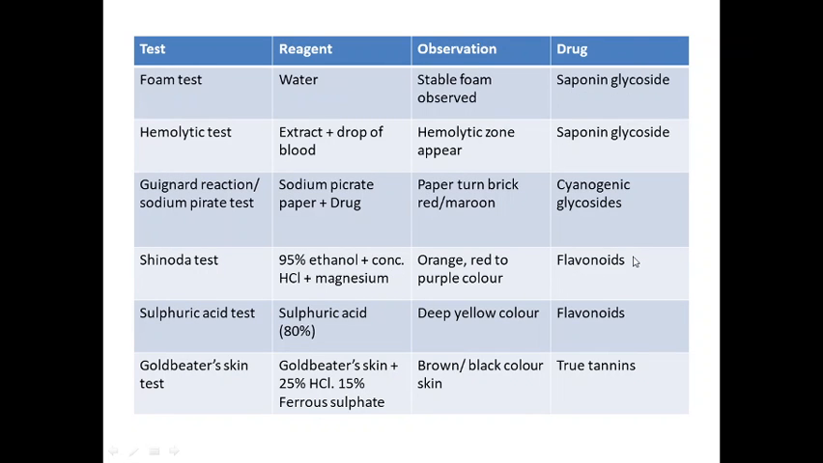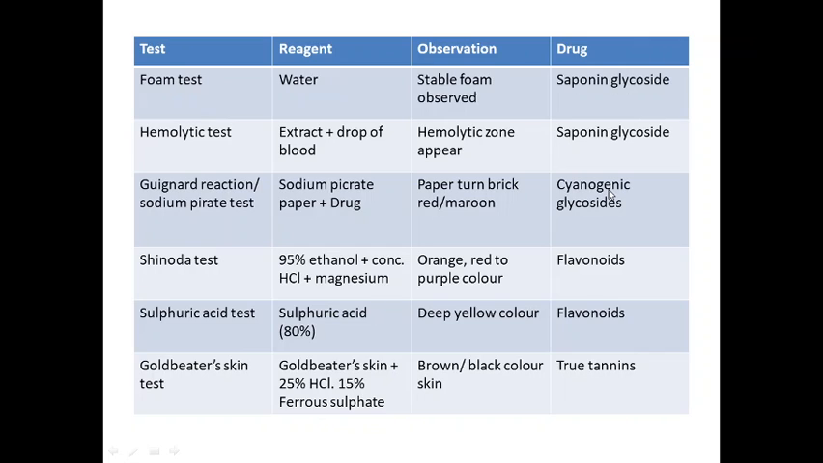Next, the two important tests for the identification of saponin glycosides. First is the foam test. Saponin glycosides have the property that they produce foam in the presence of water, so they can be identified using the foam test. And the second test, the hemolytic test. When the extract of saponin glycosides is treated with 1 drop of blood, a clear hemolytic zone appears. That indicates the presence of saponin glycosides.